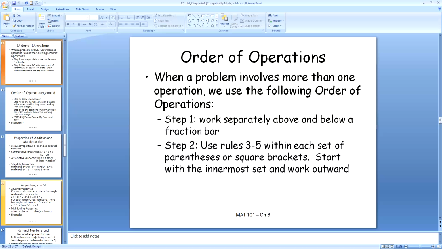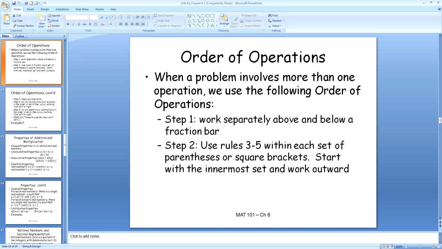When a problem involves more than one operation, there is something called the order of operations. The order of operations is as follows. The first step is, if you have a fraction bar, you work the problem separately above and below the fraction bar.